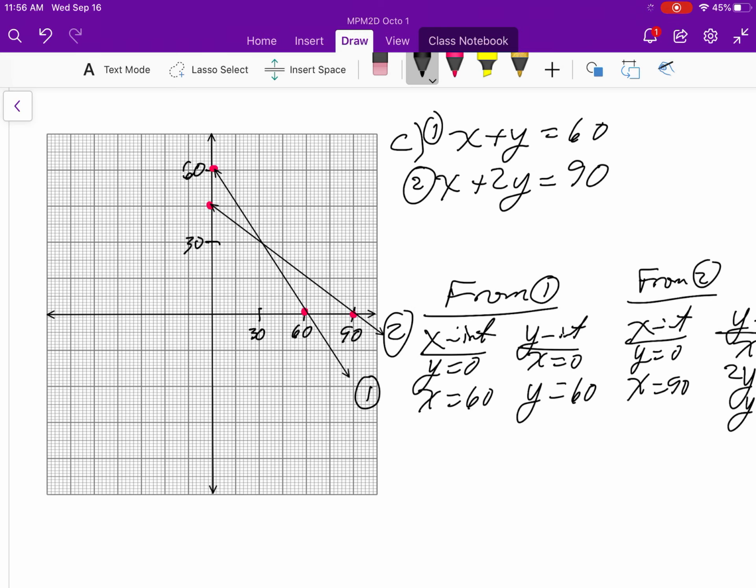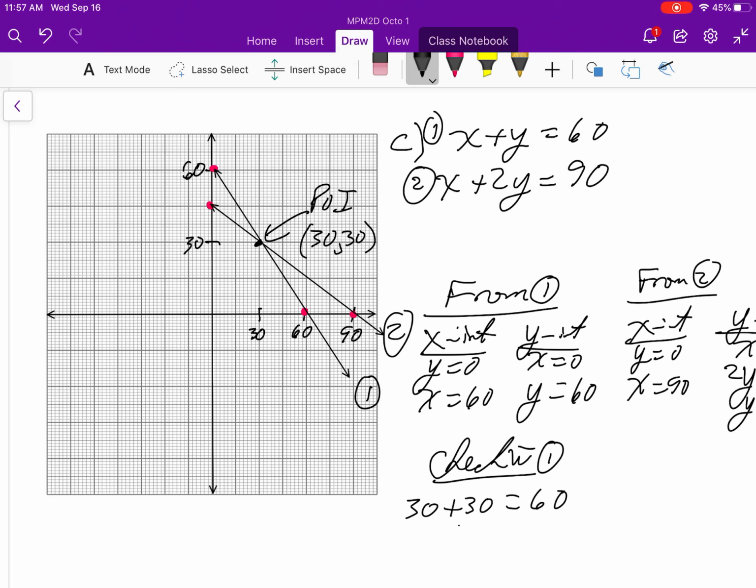So what we're doing here is we're saying, okay, right about here is our point of intersection. Okay, it looks like it's 30, 30. Okay, if we graphed it correctly, it looks like it would be 30, 30. We see we've got an idea. So again, what we're going to do is we're going to check with both equations. So we start with checking with 1 first. And we can see with 1, if x is 30 and y is 30, then when we add them together, we get 60 on either side.